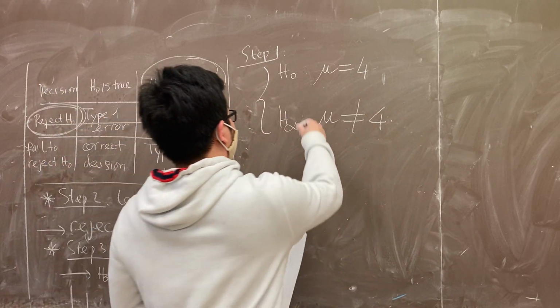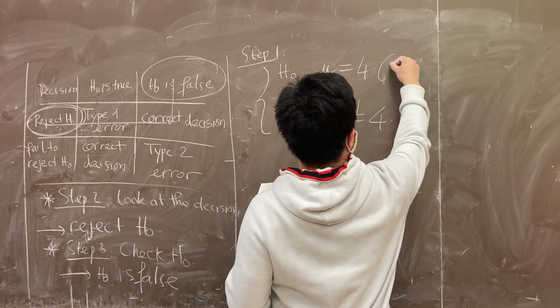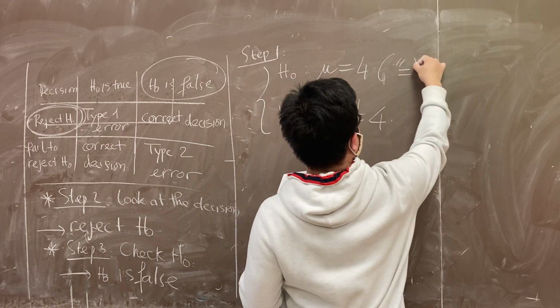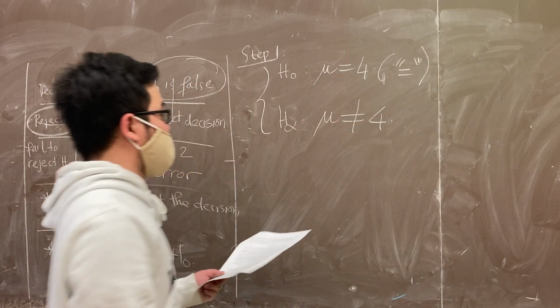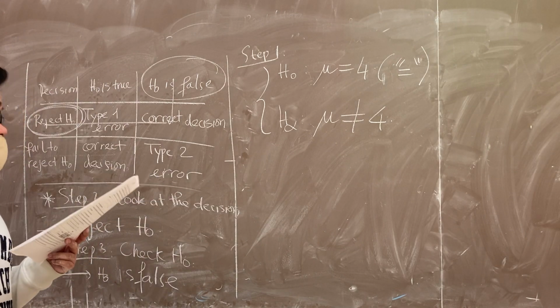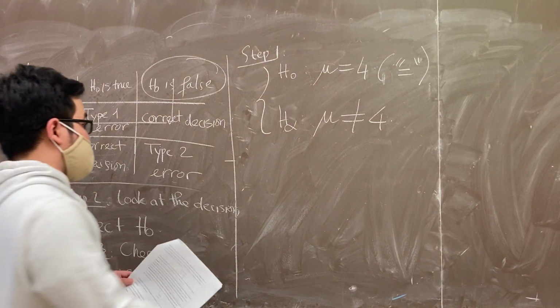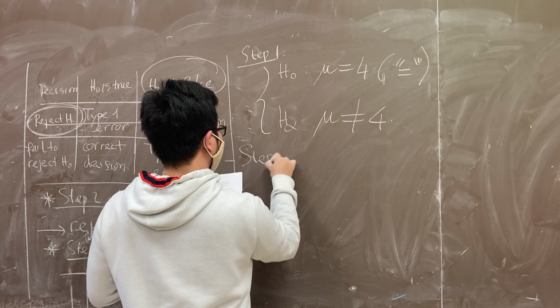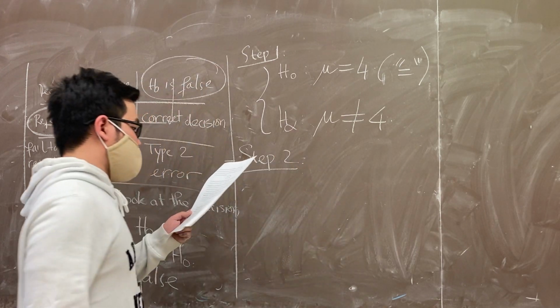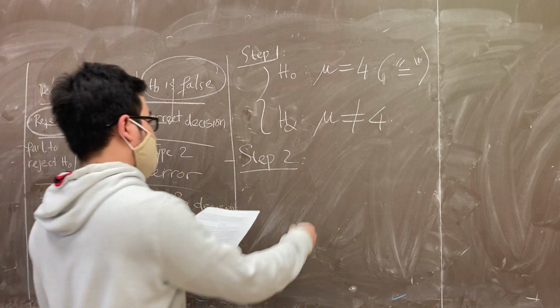Okay, so remember that the null hypothesis always includes equality. Remember that. That is the first step. The second step here, step 2. We will look at the decision.